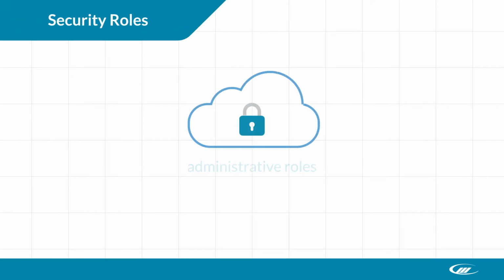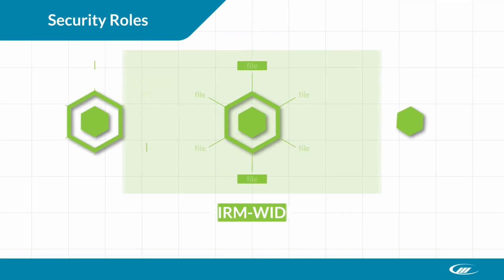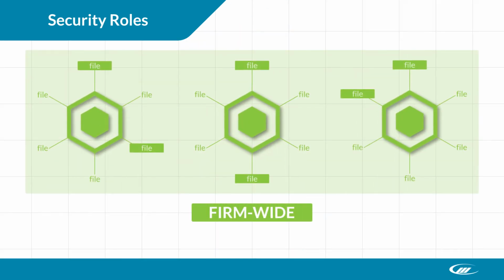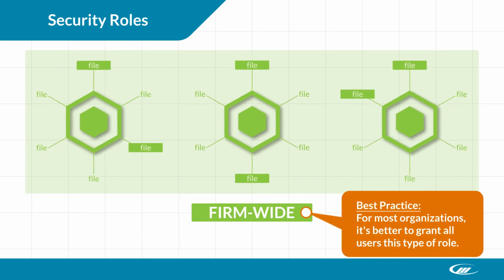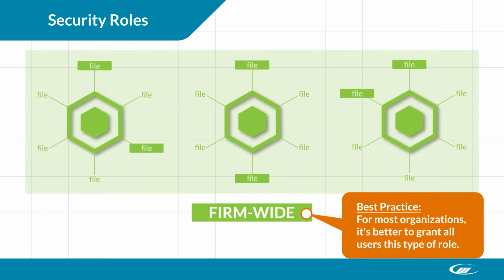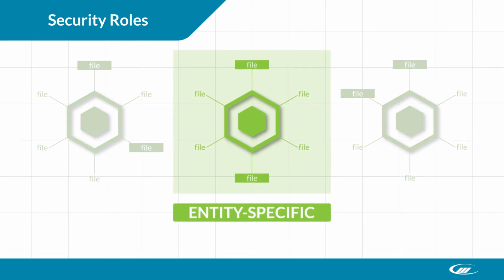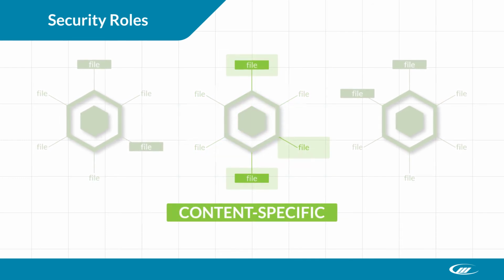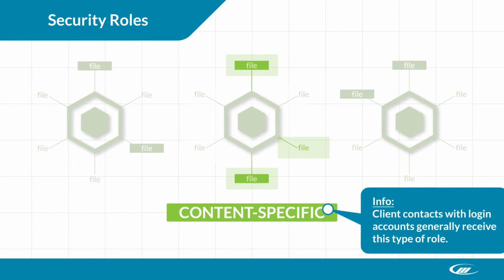There are several security roles that come built into cloud. These can be customized to suit the needs of your organization. Security roles can be applied firm-wide, giving users permission to access all entities and content. They can be specific to one or more entities, granting users permission to access only some entities and content. Or they can be specific to content within an entity, giving users permission to access only some files or activities.